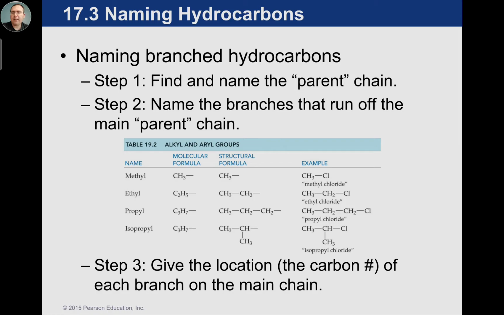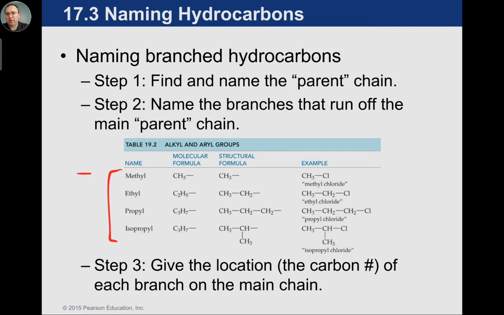As we start to throw in branches, just realize they use the same prefixes. So meth, eth, prop, and but are the ones that are going to be most common in our Intro Chem semester, so they're just going to be reused. There is one that's kind of unique, and that's isopropyl.